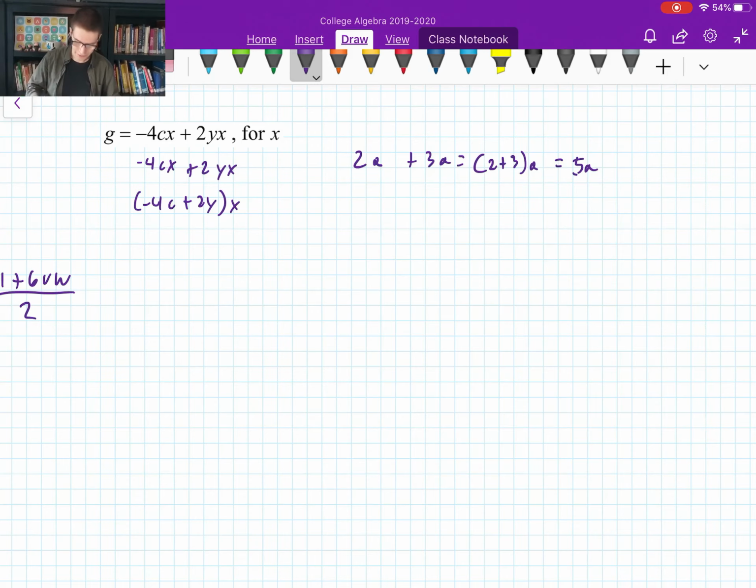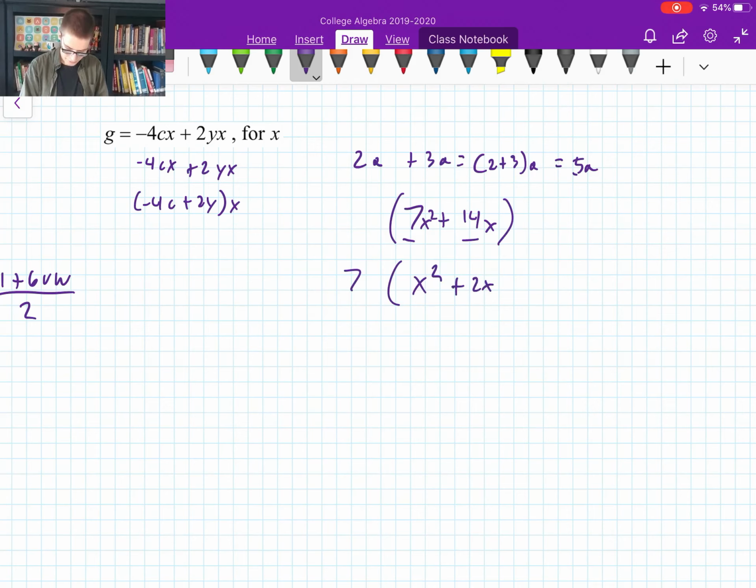Here's another way of thinking about it. Let's say we had 7x squared plus 14x, and we wanted to factor out as much as we can. We're going to pull out from both of those as much as we can the like terms that are common among both of them. Among the numbers, the 7 and the 14, there's a 7 that's common, so we can pull out a 7. So 7 times x squared plus 2x. This is one way of thinking about it.